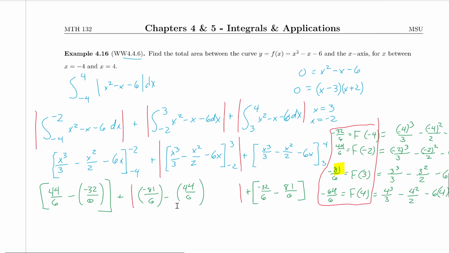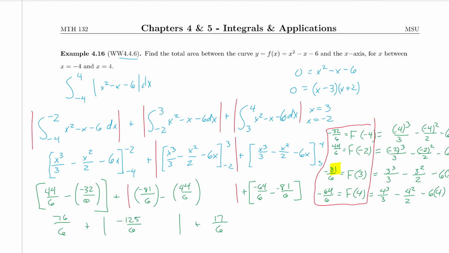Okay, so now we have all of our antiderivatives plugged in. Now let's do one layer of simplification. Whew, this is quite a doozy. So we have 76 sixths plus 125 sixths plus 17 sixths, and that gives us 218 sixths. And that is all we are going to do with this problem. You get 218 sixths. The main idea here is that you need to find the zeros of the integrand, then split up your integral based on those zeros, take the antiderivative, and find the absolute value on each chunk.